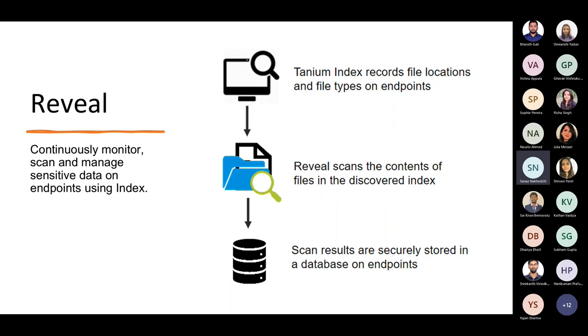What does it mean? It means that Tanium can index the records of the file location and type of file on each endpoint, and then Reveal scans the contents of those files in the discovered index. Discover is another module, and as you can see, they work together closely. And then after scanning the contents of the files, it can scan the results: whether they are secured, whether they are stored in a database, which database they are in, and what kind of endpoints they are dealing with.